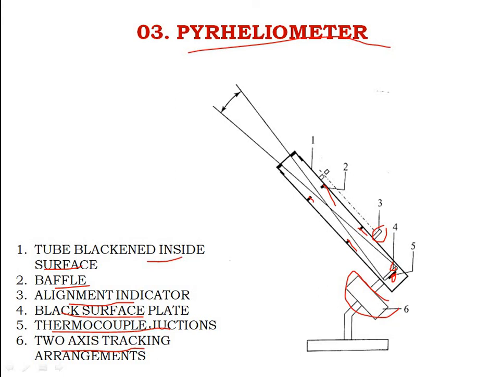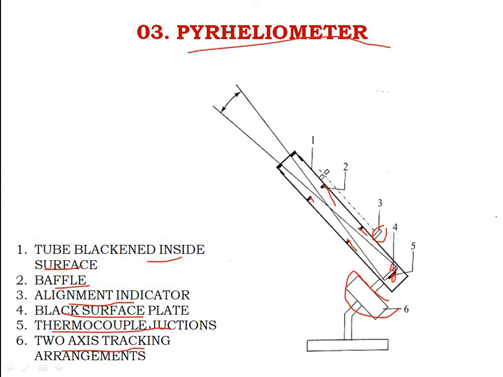A pyroheliometer is an instrument which measures beam radiation falling on a surface normal to the sun's rays. In contrast to the pyrometer, the black absorber plate, that is with the hot junction of the thermopile attached to it, is located at the base of the collimating tube shown in the figure.